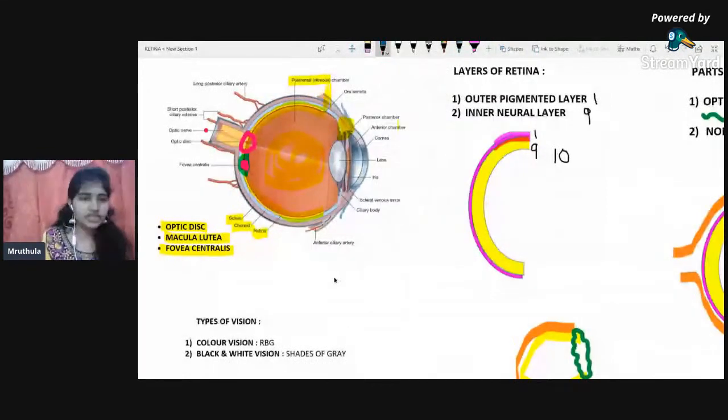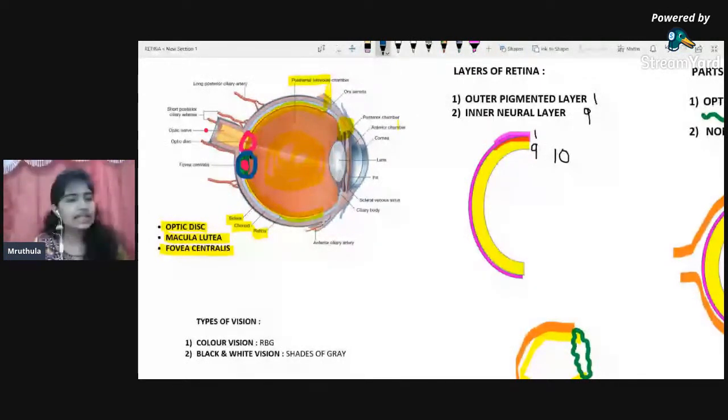Color vision is mainly focused around the macula lutea. I'm marking here: the macula lutea is the zone where color vision is concentrated. So in the daytime, it is the fovea centralis or the macula lutea where the maximal functioning is. And in the night time, in dim light, it is the zone peripheral to the fovea that functions more. So the black and white vision or dim light vision is on the peripheral zone.